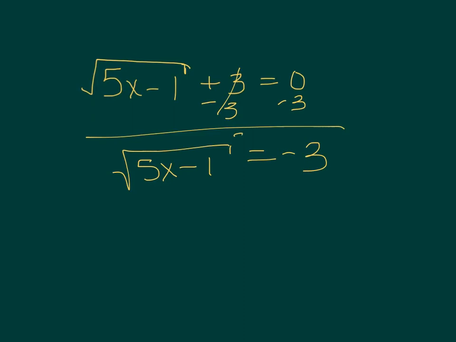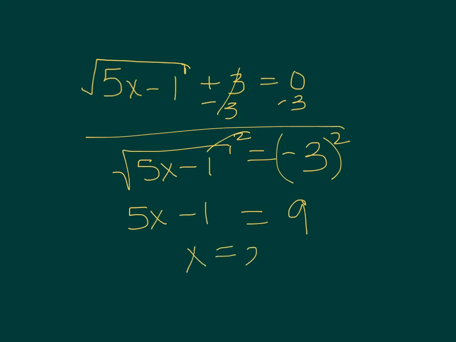Now the power rule says if I square this side, it'll cancel the square root. I'm going to square this side. Now remember, we're squaring the whole thing, including the negative, so that's going to give us a positive 9, negative 3 times negative 3. We're going to add the 1 over, get a 10, divide by 5, we're going to get x is 2. I need to check this and make sure that it's not extraneous.